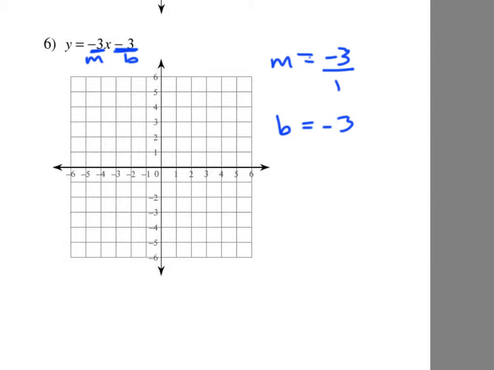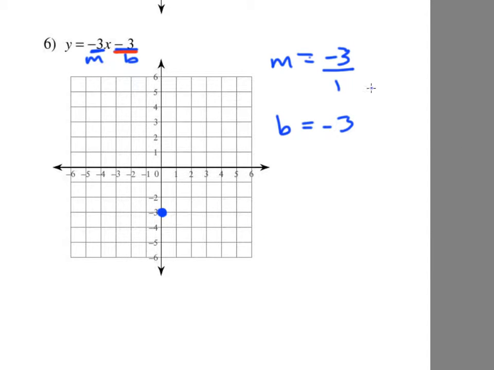Which one do we start with? Again, we start with the b. Begin, and then move. So we're going to begin with -3. Go and put -3 on the y-axis, not the x-axis, not over here. Over here, -3. Begin there.